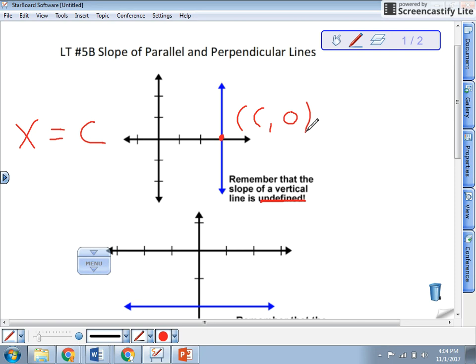Now, in this example, we can clearly see that this spot right here is actually the value of 3 because we count 1, 2, so this is 3. So this point would be 3, 0. That's the x-intercept. Then my equation of this vertical line would simply be x equals 3. So just keep that in mind.